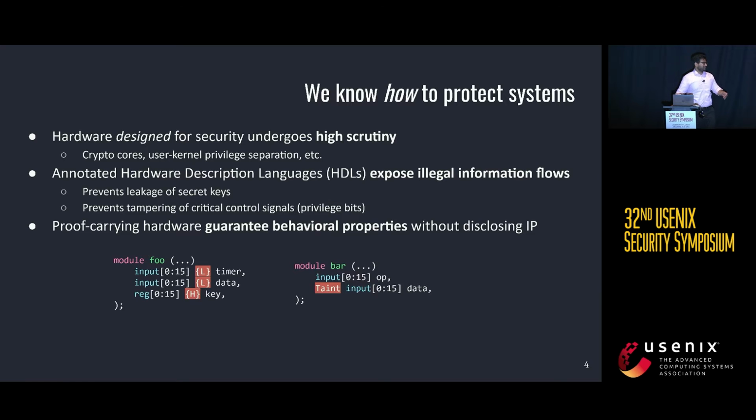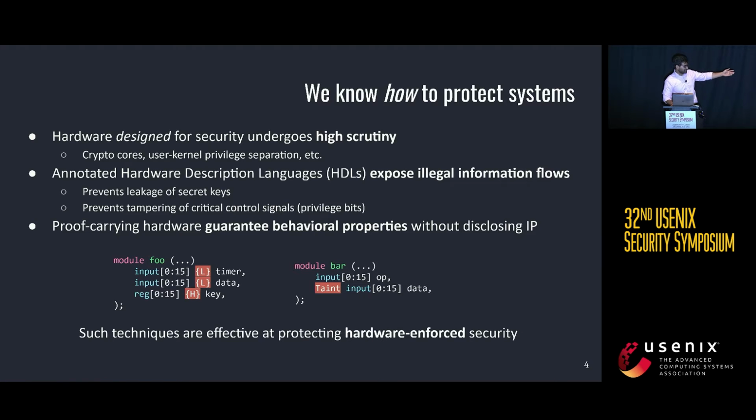Pushing that even further, developments in proof-carrying hardware ensure that third parties who are licensing their hardware designs don't need to distribute their source code. They can simply distribute proofs that their designs do not implement Trojans.